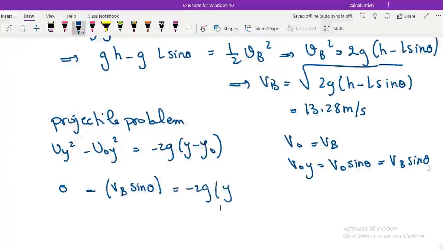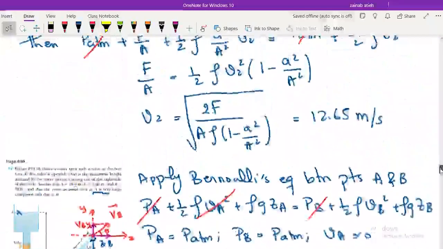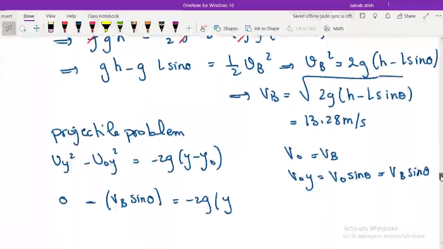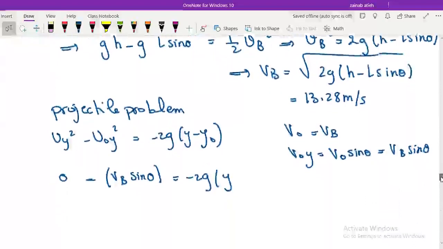Now y0 for us: he did not say anything, but if he's searching for the height from the ground, then I put y0 here. If the height is from this point here, then I put y0 as initially at B. If I don't care about y0, I will leave it as delta y. What matters to me is how much it rose after it was launched from B, so I will leave it as delta y, it won't matter.